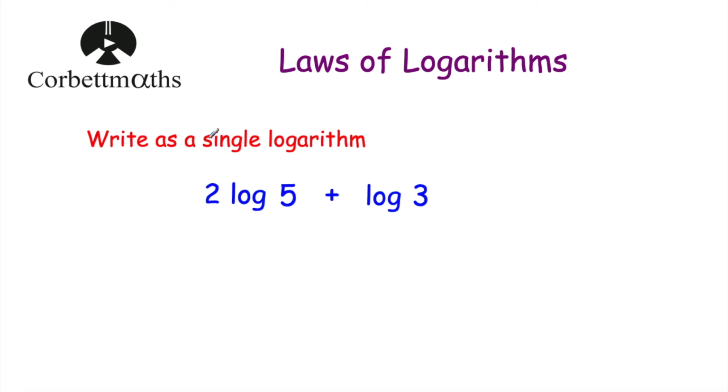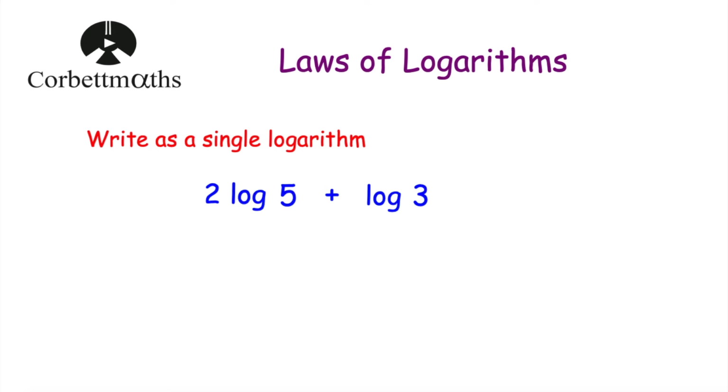Okay, let's have a look at our next question. So next question says, write as a single logarithm, 2 log 5 plus log 3. So this time the bases are just going to be base 10, because there's log 5 and log 3. That's log to base 10 of 5 and log to base 10 of 3. If they don't specify a base, it's going to be 10. And also we've got a 2 in front of our log 5.